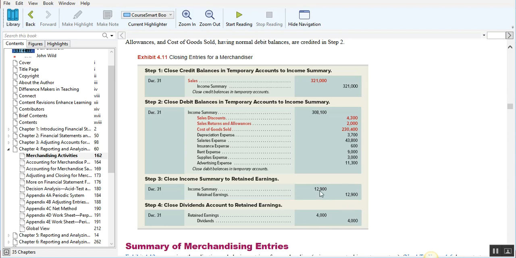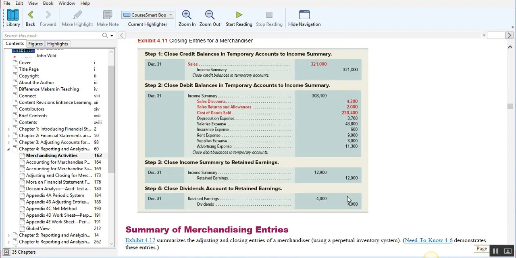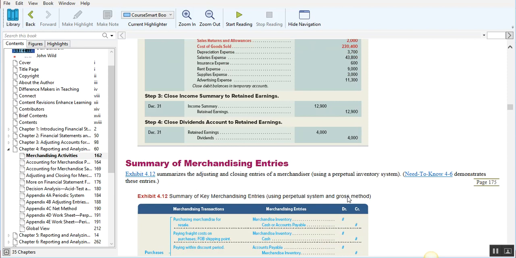So we have a debit to income summary to close that out, and a credit to retained earnings that will increase that. And then the last thing we do is to close the dividends account to retained earnings as well. If you recall, dividends represent pulling cash out of the business for the owners. So we're going to show that as a reduction of retained earnings, or a debit, and then we'll show the dividend credit here that will close out the dividend account.